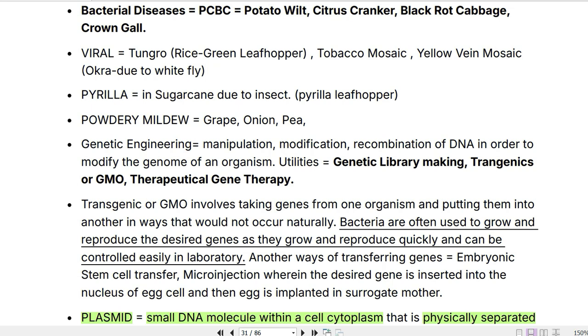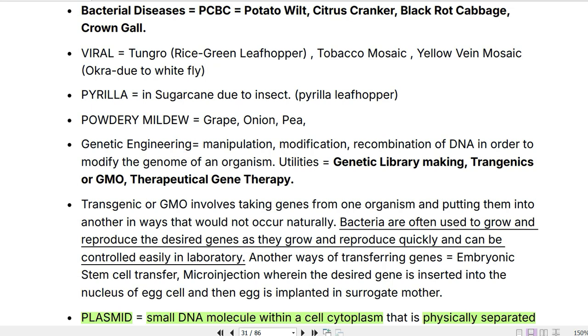Another way of transferring genes is embryonic stem cell transfer, microinjection wherein the desired gene is inserted into the nucleus of an egg cell and then the egg is implanted in the surrogate mother. Okay, that is another way. So embryonic stem cell transfer is another way, where microinjection is done wherein the desired gene is inserted into the nucleus of an egg cell and then the egg is implanted into the surrogate mother. So that is the embryonic stem cell transfer technique.